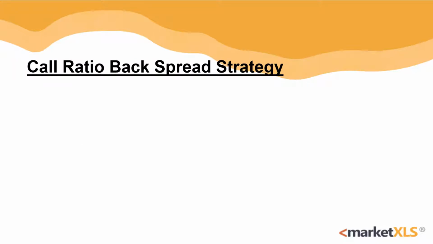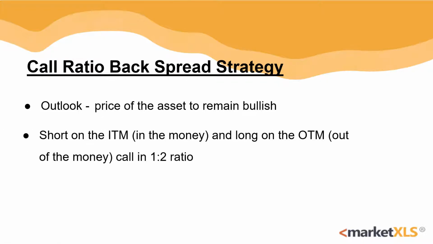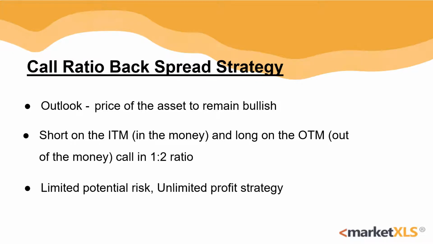A call ratio backspread strategy is best implemented when you're expecting the price of the underlying asset to be bullish. It is a two-leg strategy involving two option transactions. What we do in this strategy is that we go short on the in-the-money and long on the out-of-the-money call option in a 1-to-2 ratio. In this strategy, the loss is capped and the potential profit can be unlimited.